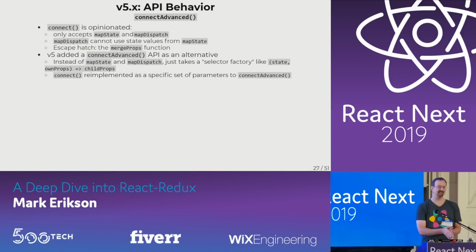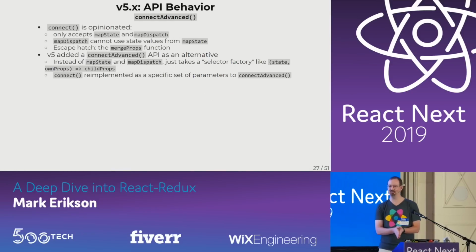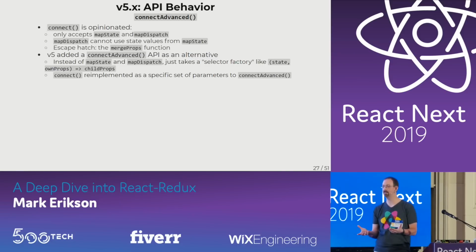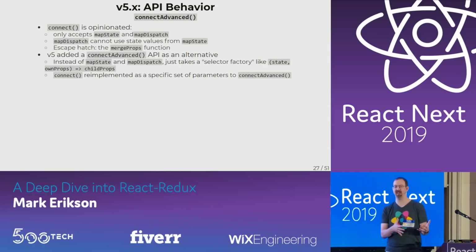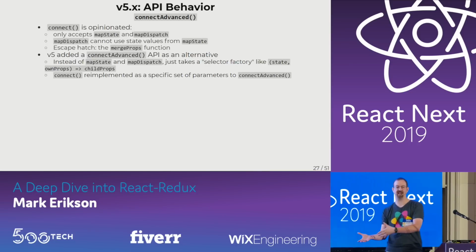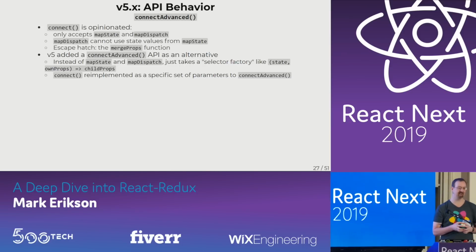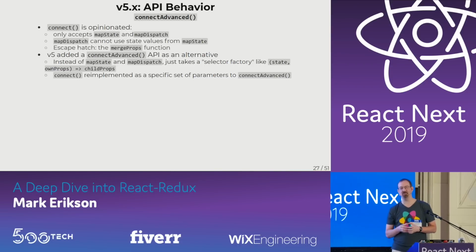Version 5 also added something called Connect Advanced. This was really the guts of Connect, but less opinionated about how to turn store state and wrapper props into the actual props for the child component. Now, it's interesting because on the one hand, we re-implemented Connect as a certain set of options to Connect Advanced. On the other hand, almost nobody uses this. And in fact, there's some recent discussion. We're probably going to deprecate and eventually remove that function because no one even knows it exists.